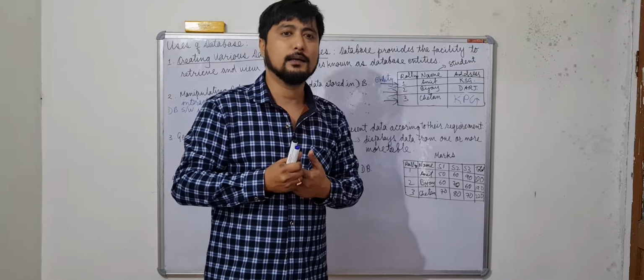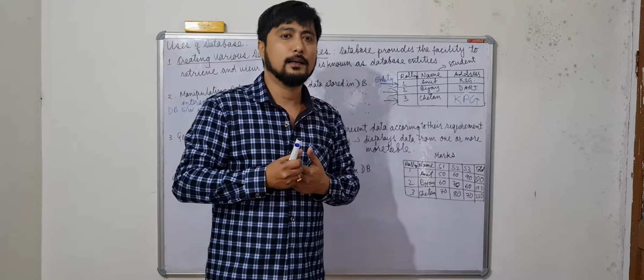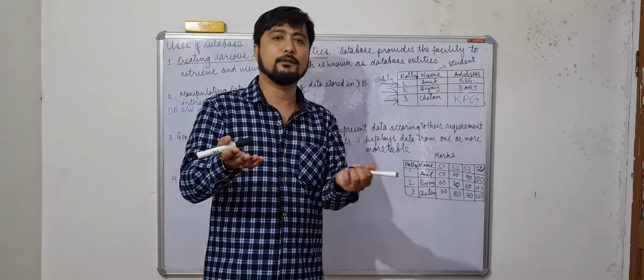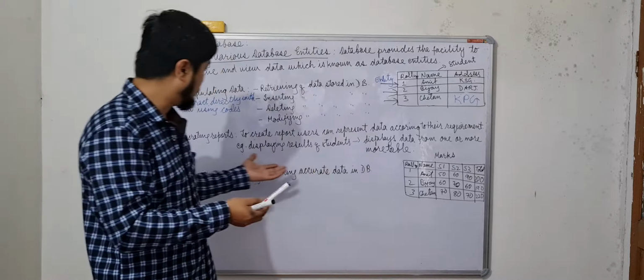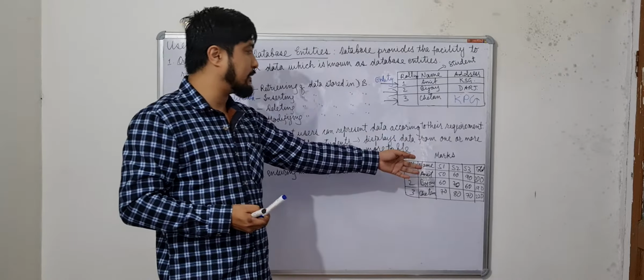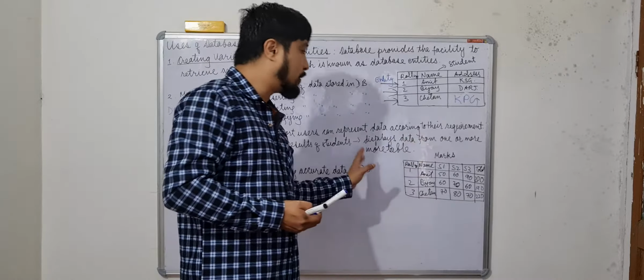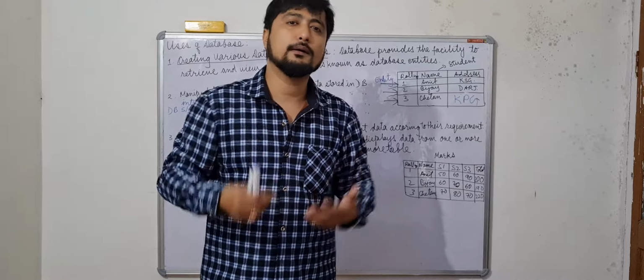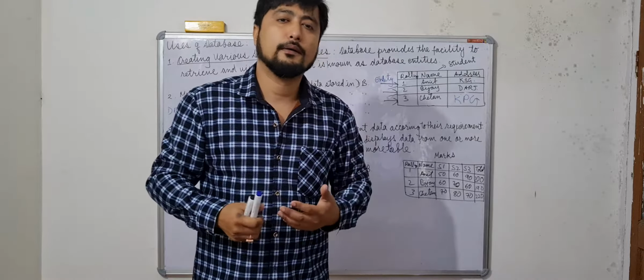If you want to take a printout, and you want only the roll number and name, you can retrieve only roll number and name, and display it using the printer. This is one of the reports. Report means creating a report or displaying, for example, displaying the result of the student. We can also display data from one or more tables by combining two tables.